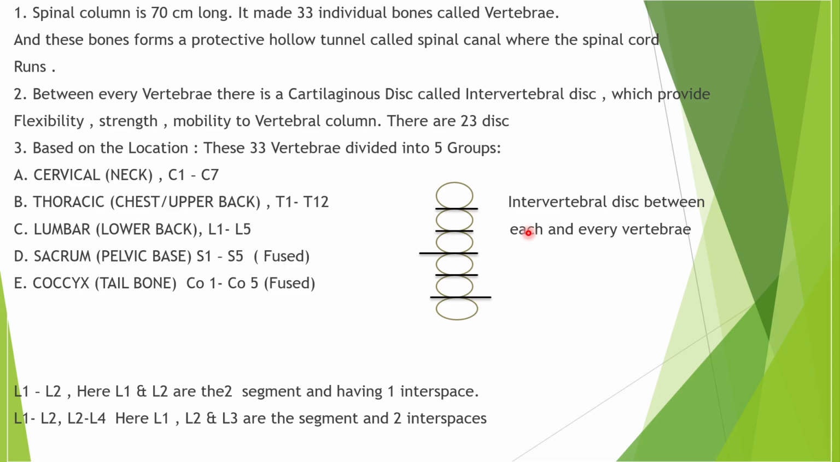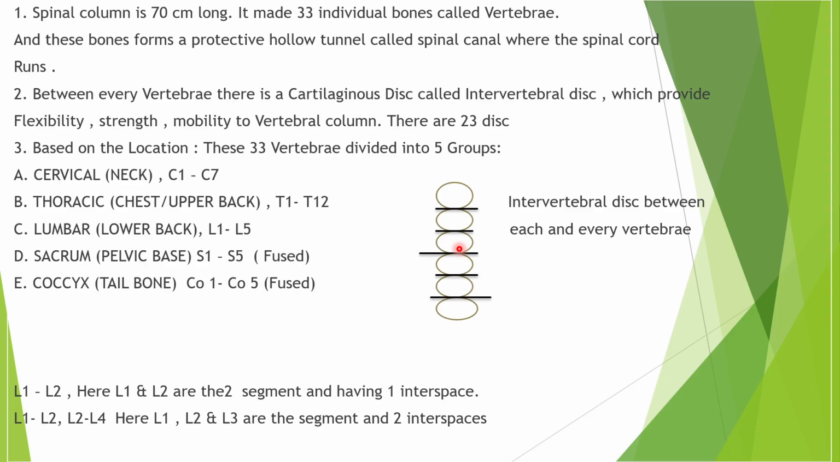So for every vertebra, for example this one is one vertebra, two, three, four, whatever the region, cervical or lumbar or any region, between every vertebra there is a disc present, and this disc is a cartilaginous disc. This disc is known as the intervertebral disc, which provides flexibility and mobility to the vertebral column. And there are 23 discs in total.